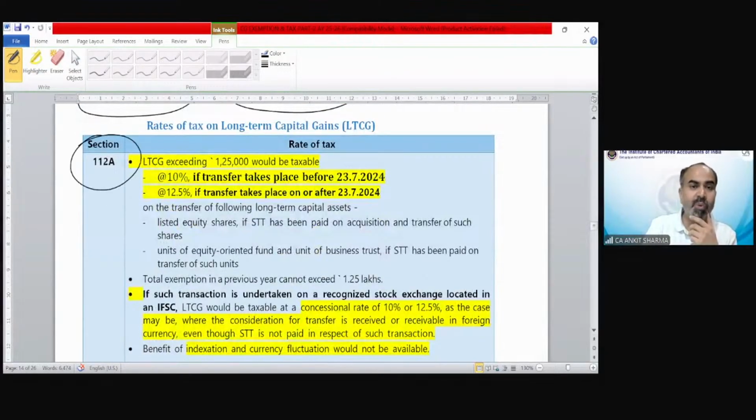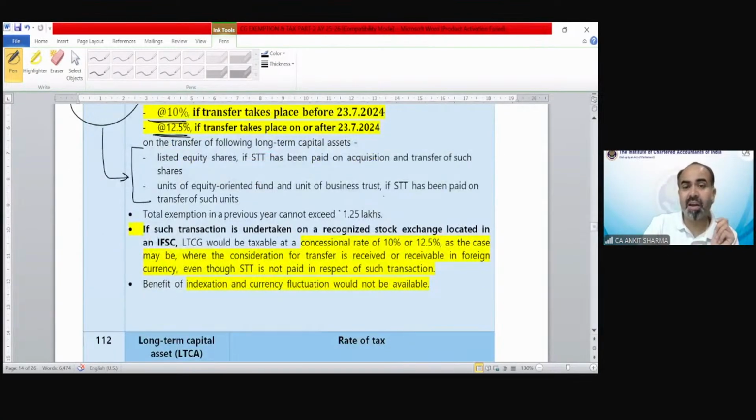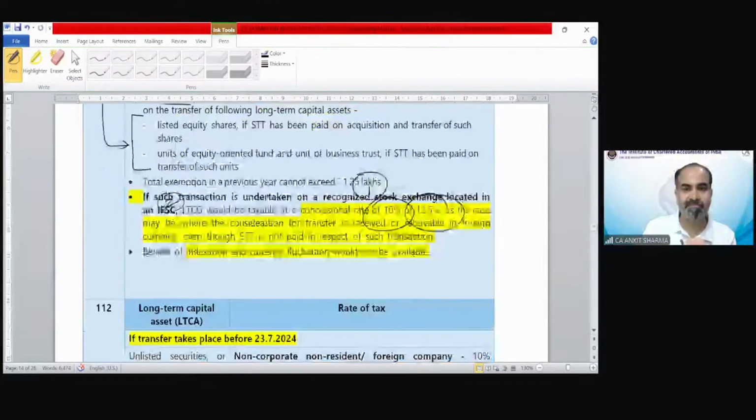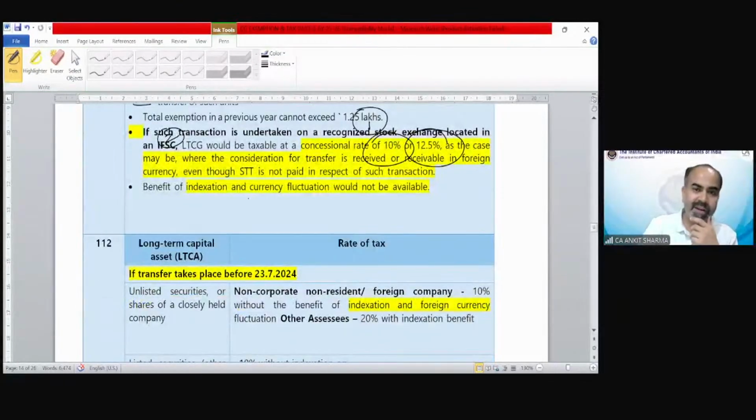Now the long-term capital gain tax structure. If it is 112A, 1,25,000 is exempt, and the excess would be taxable at the rate of 10% if it is before, 12.5% if it is after. What kind of shares fall in this category? It is explained: equity shares on which STT has been paid, etc. If that has been done again from a recognized stock exchange, international financial service center, in foreign currency, the rate would be again 10% and 12.5%. Indexation benefit and PTBR benefit are not available.